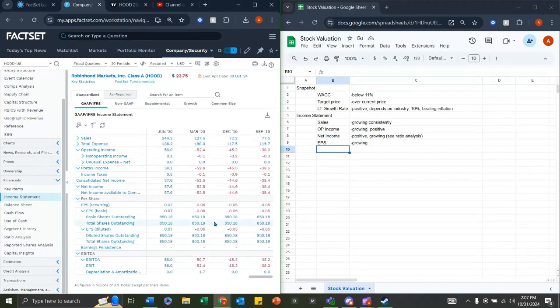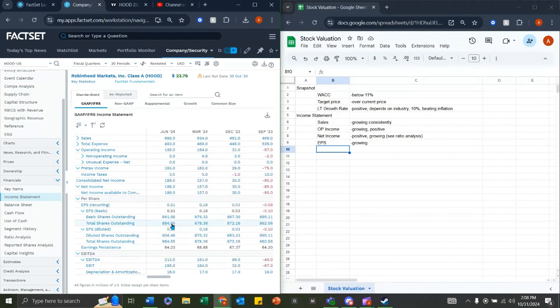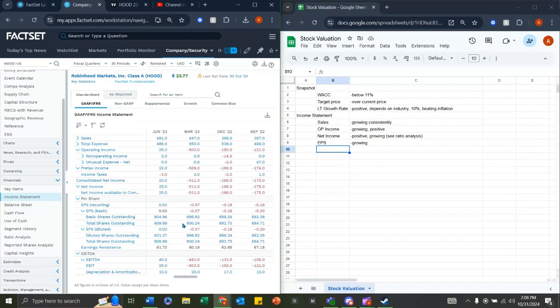For example, when Robinhood went public in 2019, they had 850 million total shares. If you fast forward to today, 884. That's honestly not bad in terms of dilution. You could see a lot of other companies dilute themselves with more than double the amount of shares in a couple of years. That's very bad. Considering Robinhood's a new company, they weren't making money for a while.